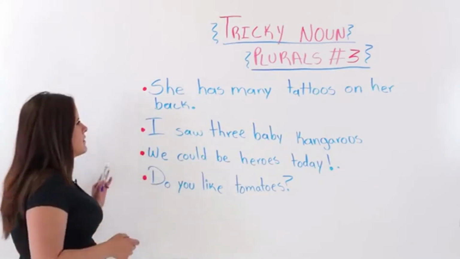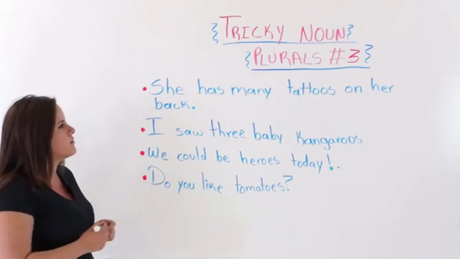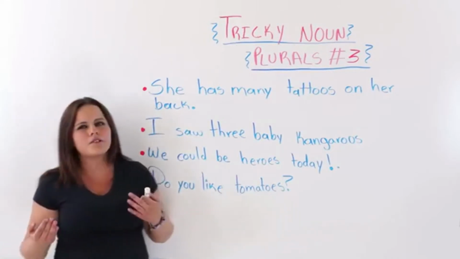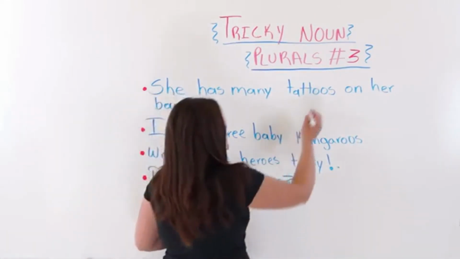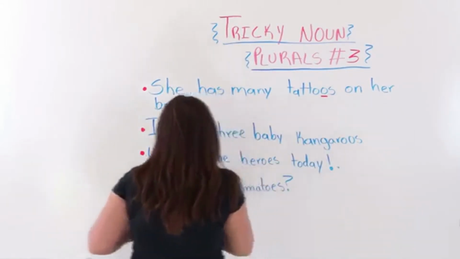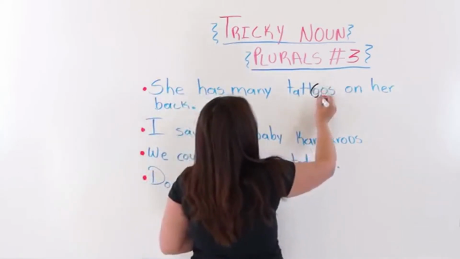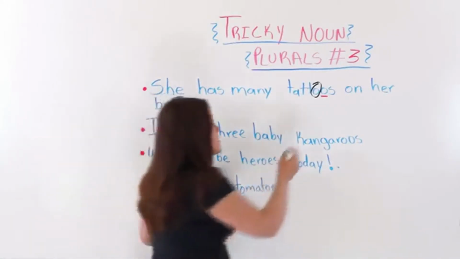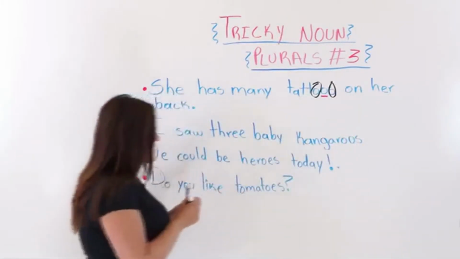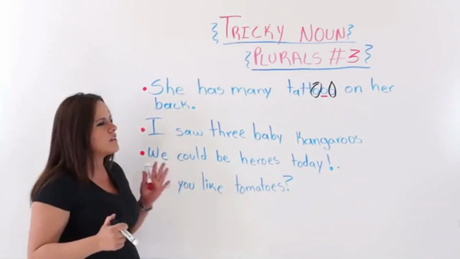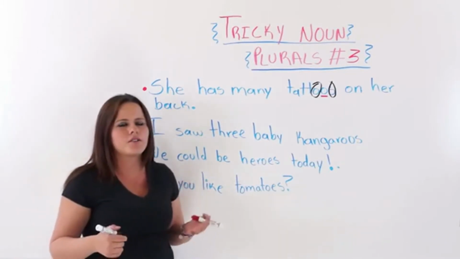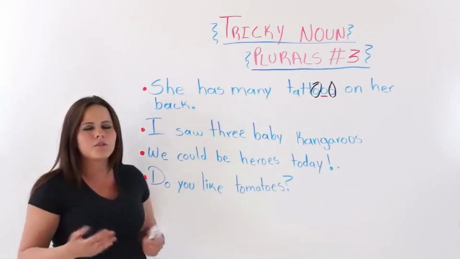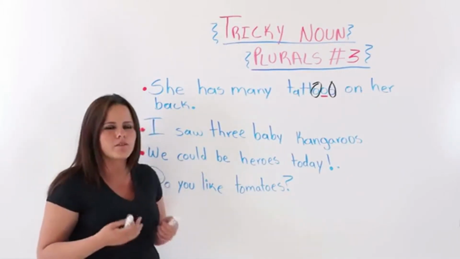The first example I have here on the board is: she has many tattoos on her back. Before I begin, I want to explain that in tattoo, the letter preceding the last O is another O, so it is a vowel. You will always use an S to make it plural. And when the letter preceding the O is a consonant, you can either use an S or an ES. You will have to study the noun plurals, and remember to use a dictionary whenever necessary.